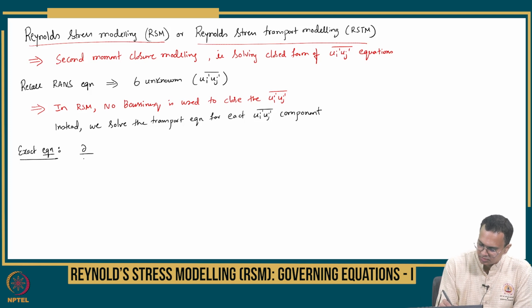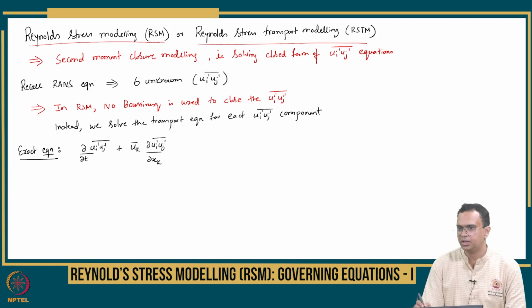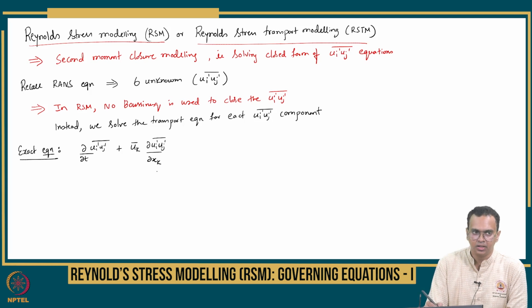looks like dou by dou t of ui prime uj prime plus uk bar dou ui prime uj prime by dou xk. In some literature, and if I recollect correctly even when we derived it, j was the repeated index and it was ui prime uk prime. You can throughout replace the divergence term index k with j. So in some literature it is interchanged, and you will get ui prime uk prime and the divergence term will be dou xj, okay?